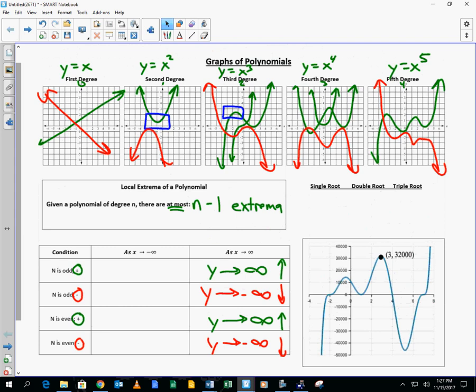Now let's consider how it starts. Please start by looking at the green functions. Don't look at the red. What do you notice about the green functions and how they start?